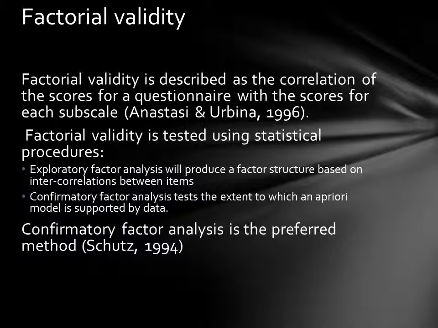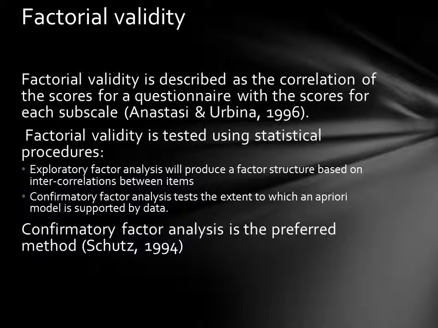One is an exploratory one. This is where the computer generates the factor structure. So you chuck the items in and a factor structure will emerge, accounting for a certain amount of the variance. The other option is a confirmatory factor analysis. This is where the researcher says these items will describe these factors.